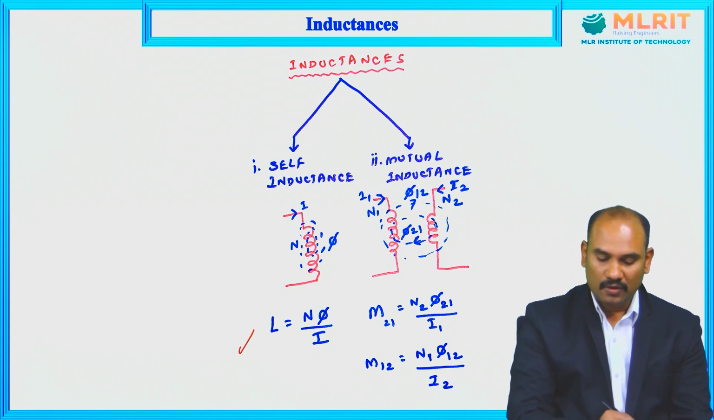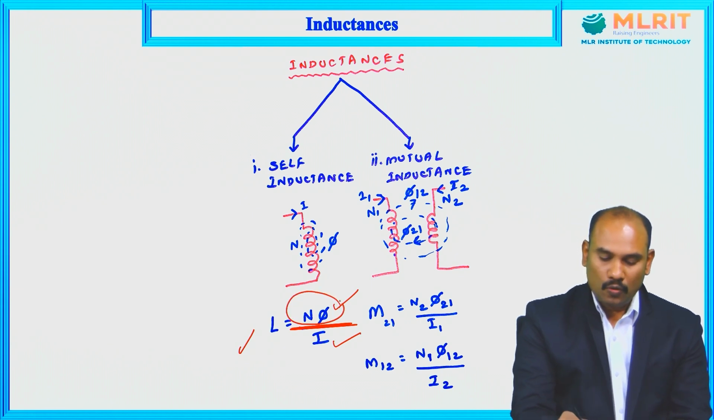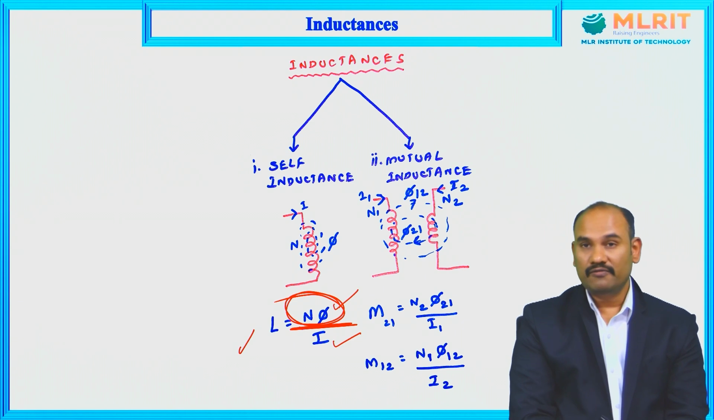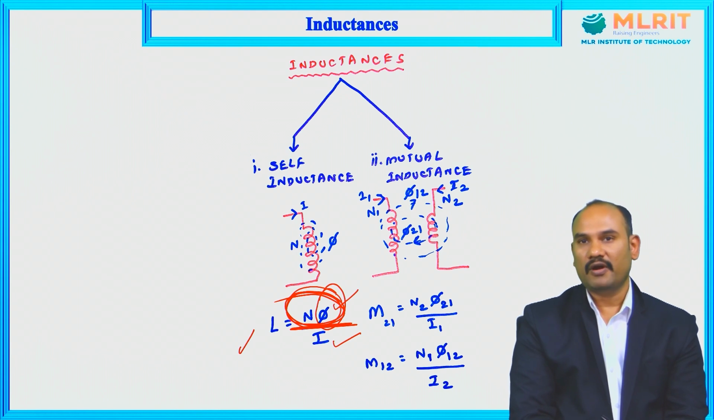Now, what is L equal to? Basically, inductance is a ratio. You have a numerator, you have a denominator. It's a ratio. Ratio of what? The total flux that is linking to the coil. Why am I saying total flux linking to the coil? Because phi is the flux that is produced. N phi is the total flux that is linking to the coil.